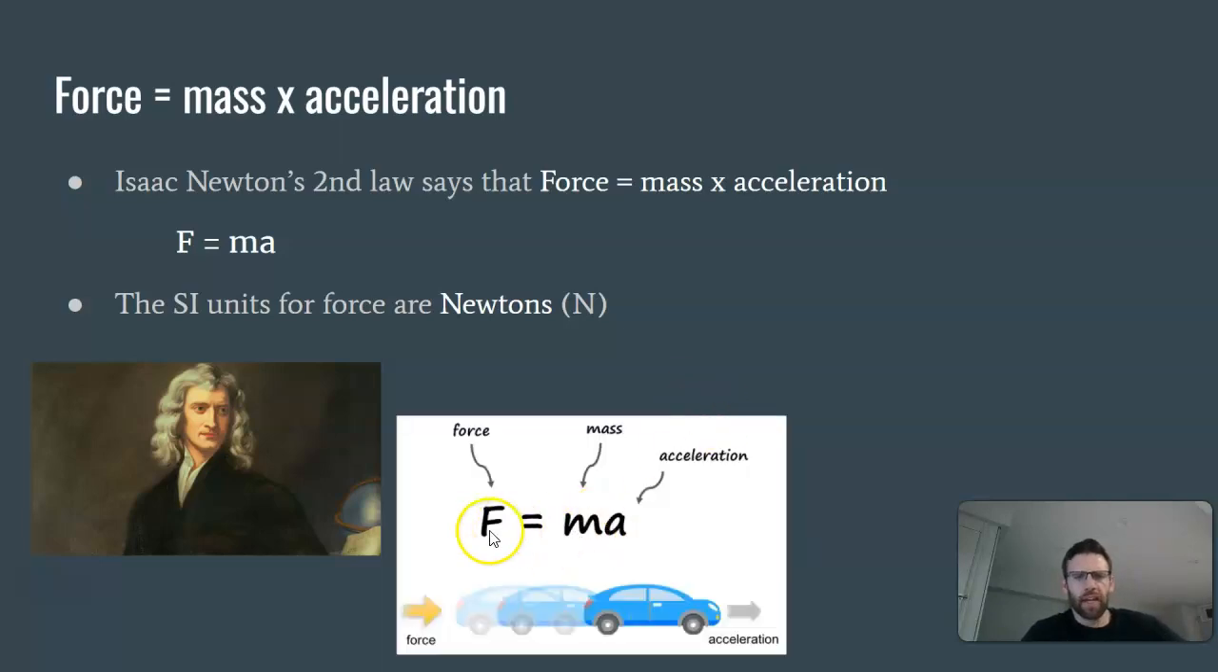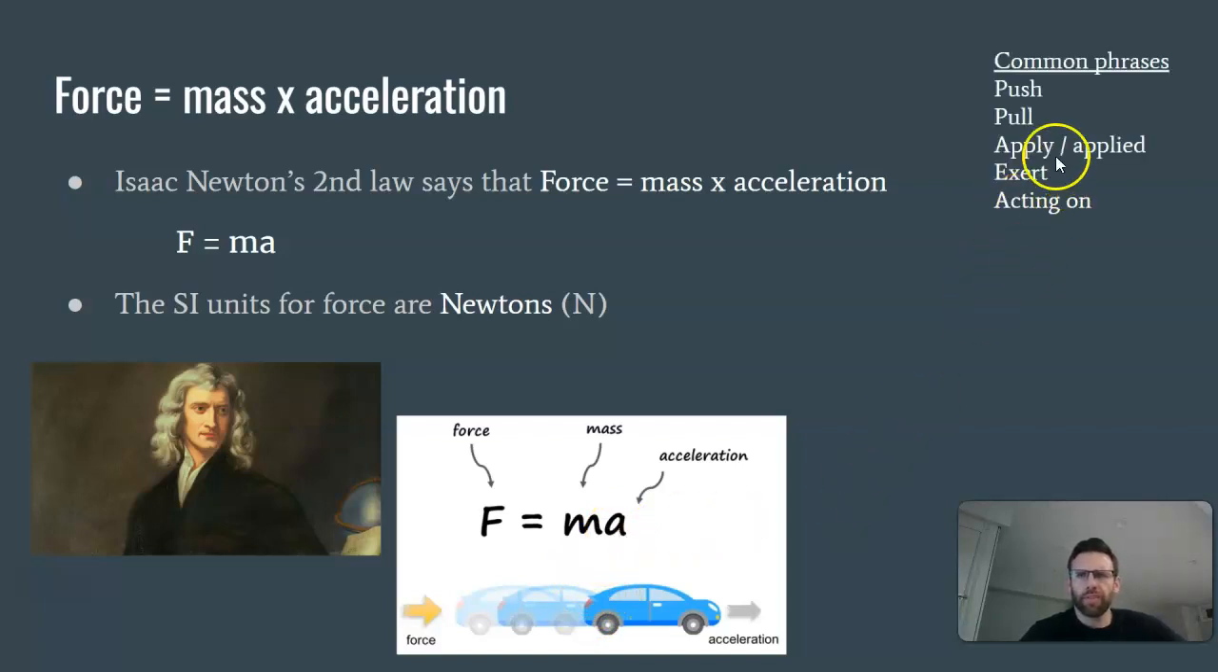And so when we think about that, think about a force as like a push or a pull. You have some mass of an object, it could be a car, and then that car could accelerate. So if there's some force that's being applied to the object, then it's going to accelerate. Some common phrases you'll hear are push, pull, apply or applied, exert, or acting on. So those are all phrases that you'll hear, all related to this idea of a force on an object.